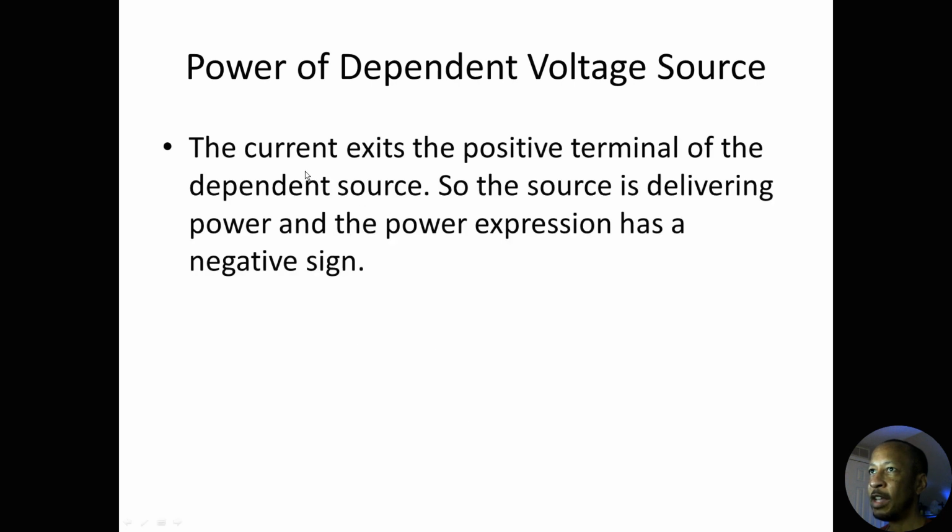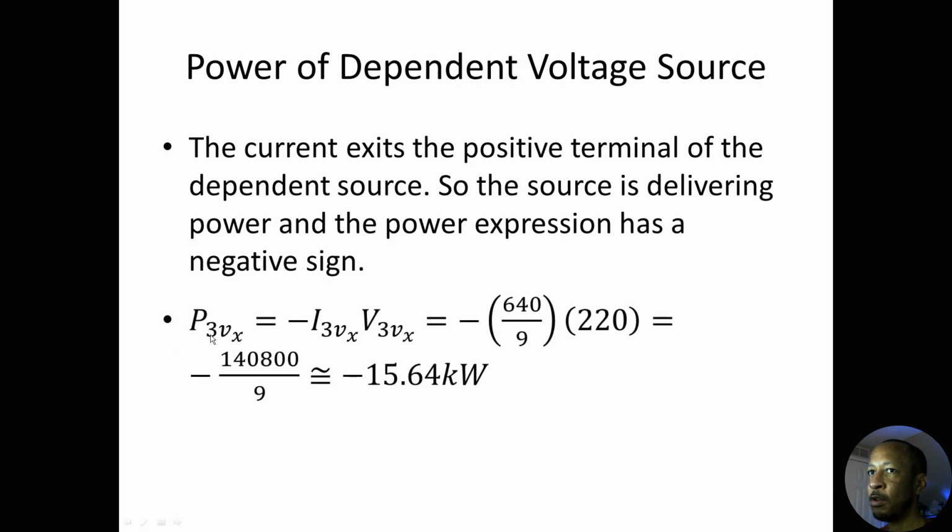So the current exits the positive terminal of the dependent source, so the source is delivering power and the power expression has a negative sign. So that gives us power of 3Vx equals negative I3Vx times V3Vx, which equals negative 640 over 9 times 220, which equals negative 14800 over 9, which is approximately equal to negative 15.64 kilowatts.